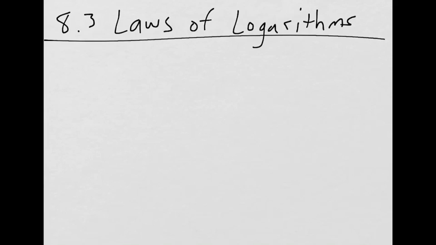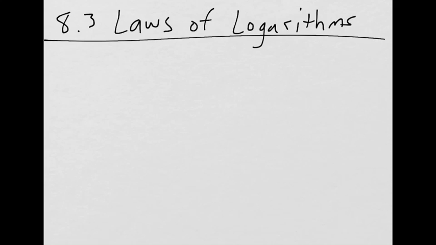Okay, 8.3, the laws of logarithms. So there's certain arithmetic laws associated with logarithms. Certain things you can and can't do, different operations, or different things that happen under certain operations. And a lot of the laws that govern the arithmetic for logarithms are similar to the laws that govern the arithmetic for exponents. And that should make a little bit of sense because logarithms and exponents have a very close relationship to one another, right?